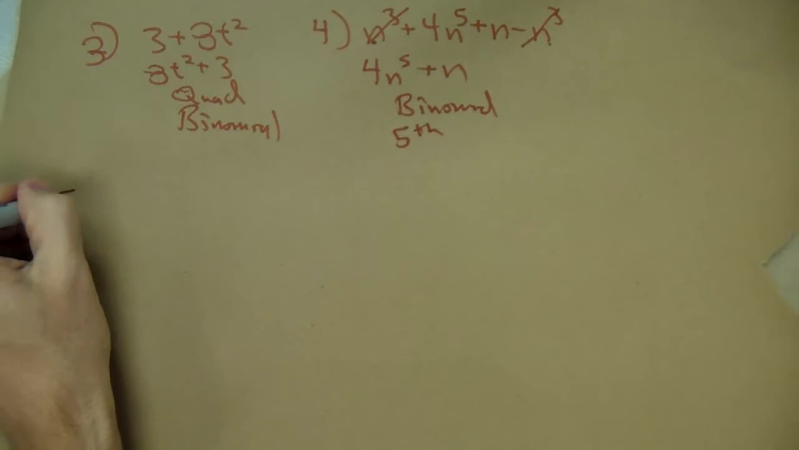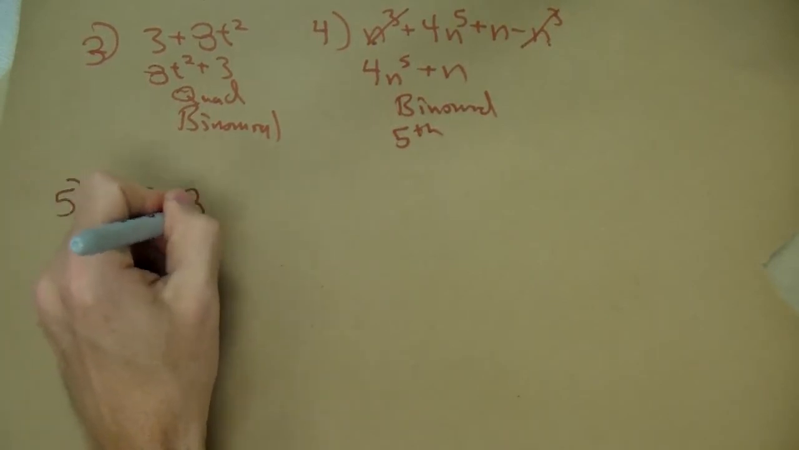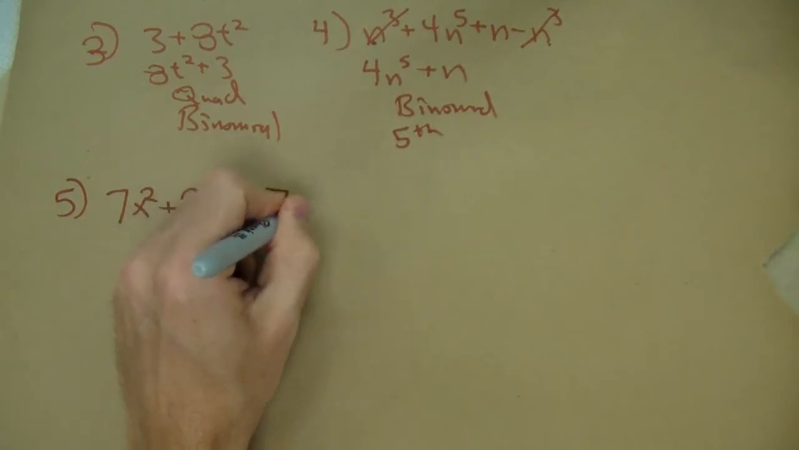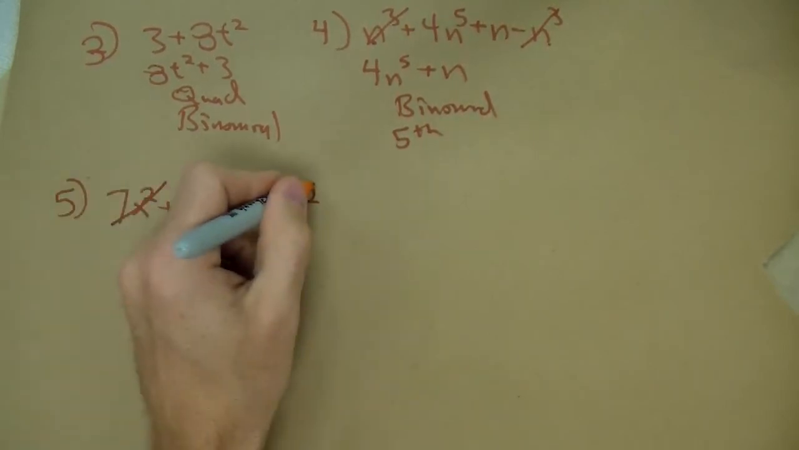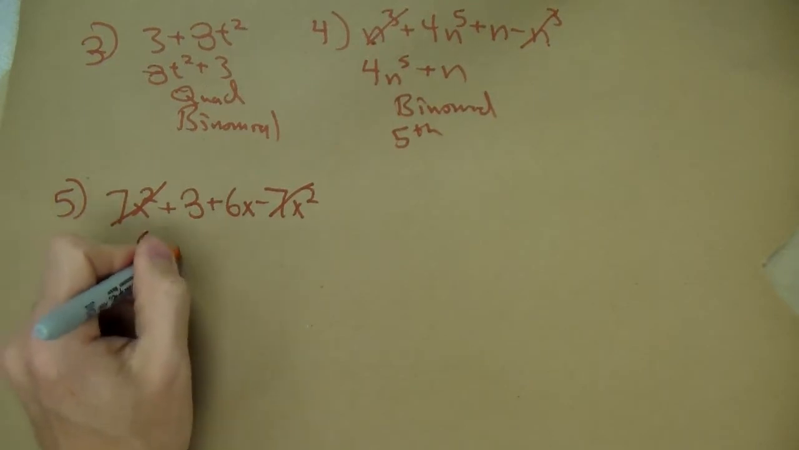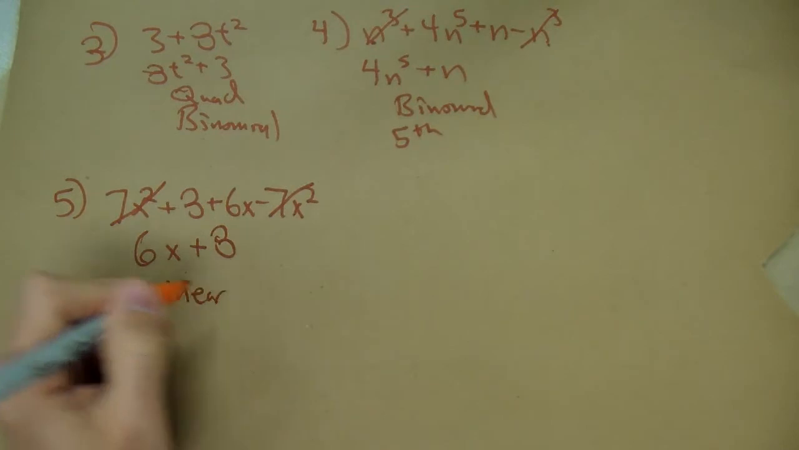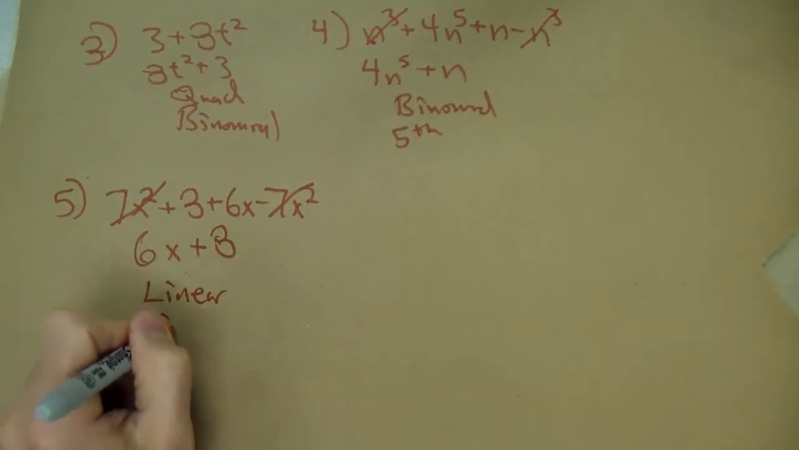Speaking of 5, number 5. We go 7x squared plus 8 plus 6x minus 7x squared. Our like terms, we get rid of the 7x squared minus 7x squared. So we'd say 6x plus 8. With an x there, we call it just linear, and it is a binomial.